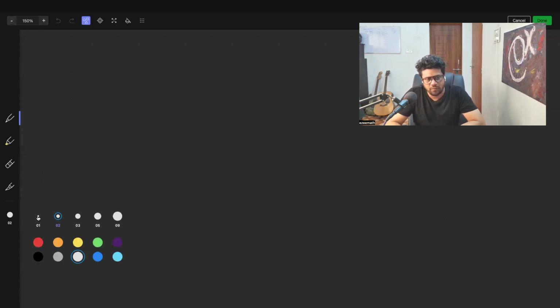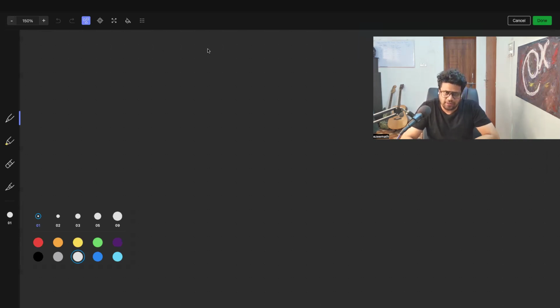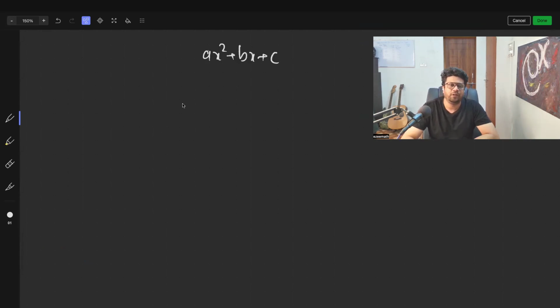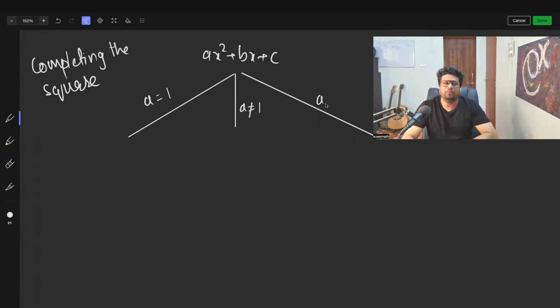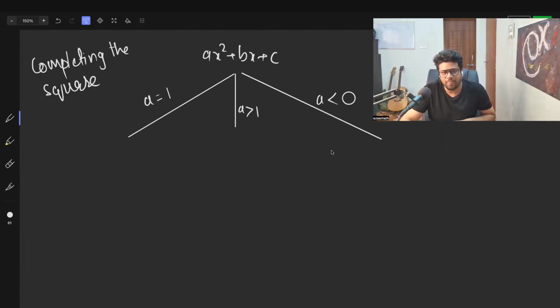First of all, you should know that the general expression of a quadratic is ax squared plus bx plus c. The kinds of quadratic you may get for the completing the square method are when a is 1, and when a is not 1. Of course, there are going to be numbers greater than 1 in here, so a is greater than 1. And when a is lesser than 0, that's also one kind of quadratic you may get.